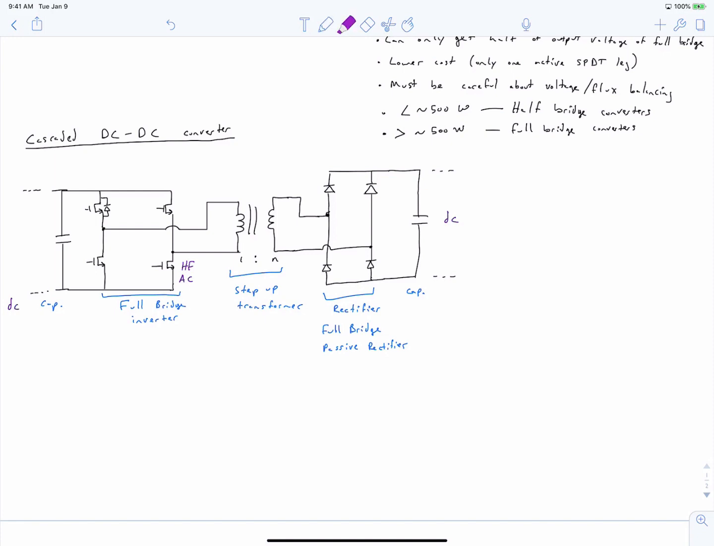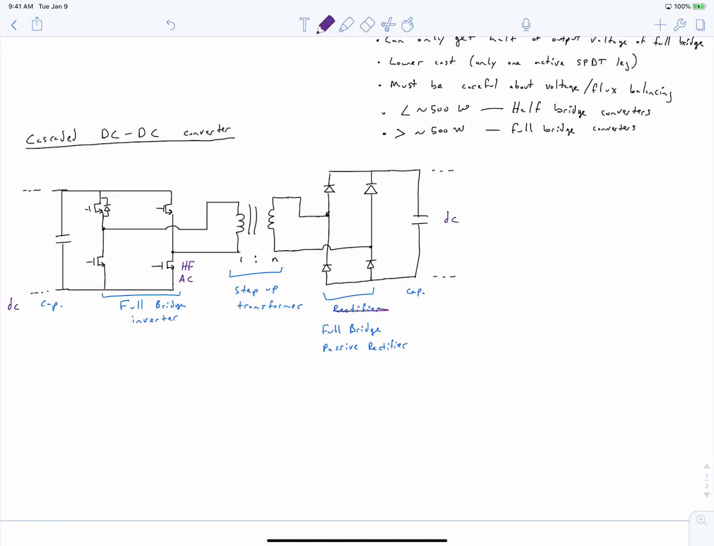Each of these blocks could take on different forms. For example, the full bridge block, we could have implemented this as the half bridge. If we had power flow going this way instead of the other way, if we had power flow going right to left, this could have been a full bridge rectifier or a passive rectifier, a half bridge rectifier or a passive half bridge rectifier. Moving to the right, our transformer could have been a step down transformer. It could have had a 1-to-1 turns ratio.